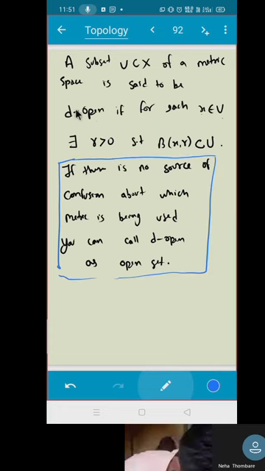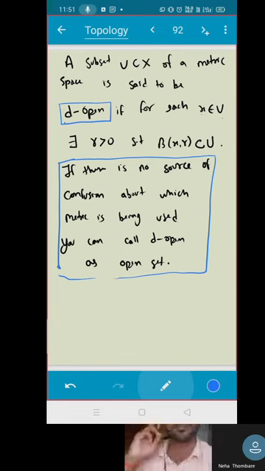So is the definition clear first of all? Got the definition? What do you understand by the definition? Let us see.